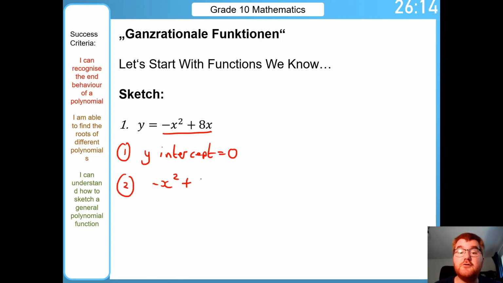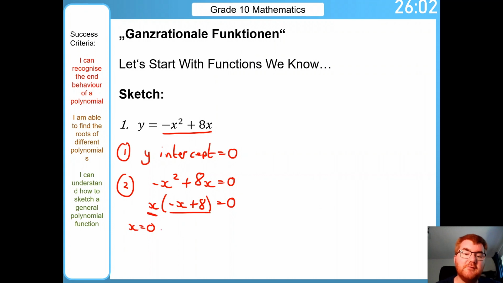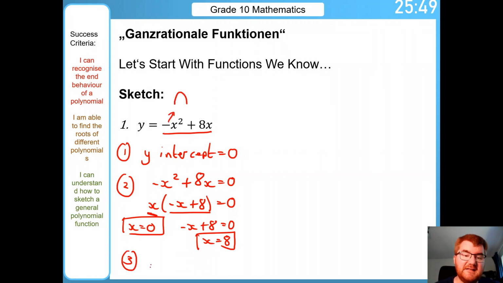We want to work out where it crosses the x-axis, and we can actually factorize into a single bracket here. So we have x bracket minus x plus 8 is equal to 0. That means either x is 0, so this bit is 0, or the bracket is 0, minus x plus 8 is 0, therefore x is equal to 8. And then, do we have a happy face or a sad face? Well, because we've got a negative quadratic, we're going to have a sad face.